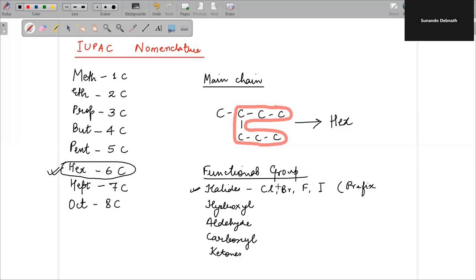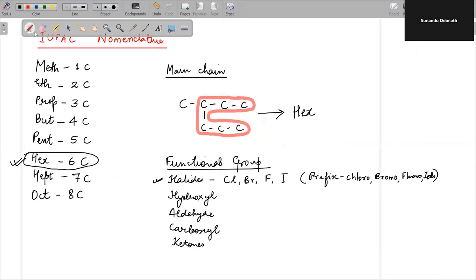If a chlorine is connected, we will use the prefix chloro. If a bromine atom is connected to the main chain, we would use the prefix bromo. If fluorine, then fluoro. And if iodine, iodo. Don't worry, we will be showing examples. Just listen and try to understand whatever I'm discussing. Don't get worried about the examples. We will be doing the examples.